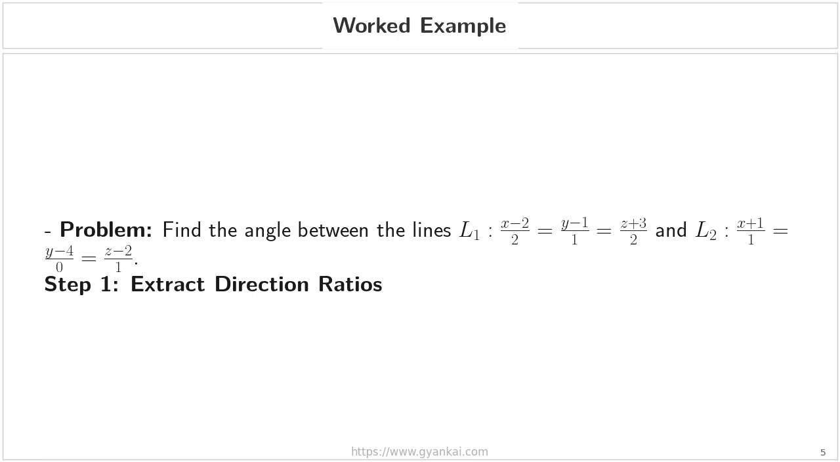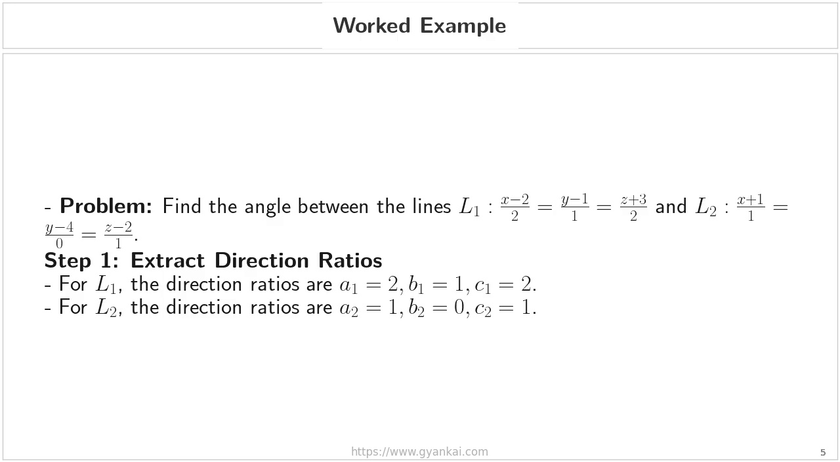To begin our calculation, we must perform step 1, extract the direction ratios. As we learned in the previous slides, the position of the lines does not affect the angle, so we only need to focus on the denominators. For line L sub 1, the direction ratios are a sub 1 equals 2, b sub 1 equals 1, and c sub 1 equals 2. Similarly, for line L sub 2, the direction ratios are a sub 2 equals 1, b sub 2 equals 0, and c sub 2 equals 1. We will take these specific values and use them in the next steps to calculate the dot product and the magnitudes required for our final formula.